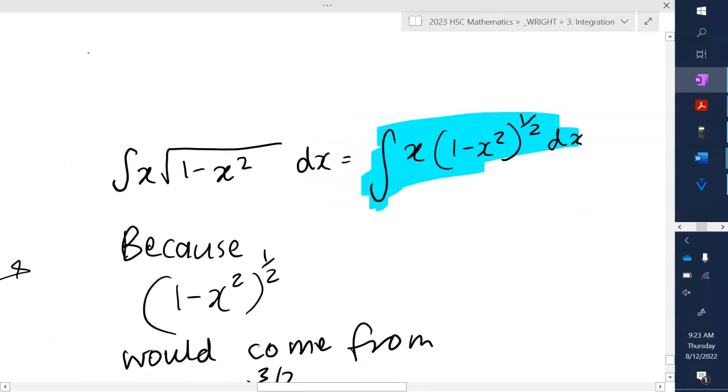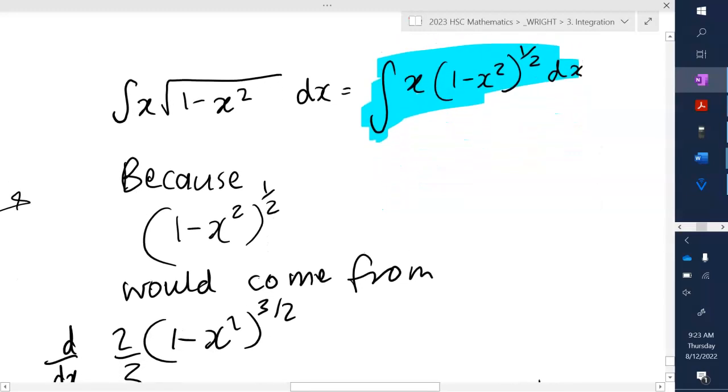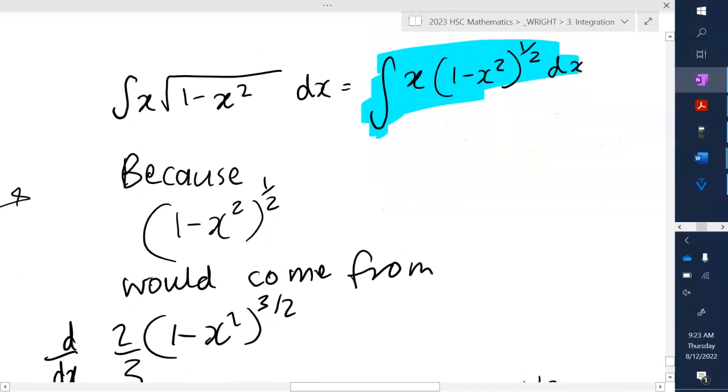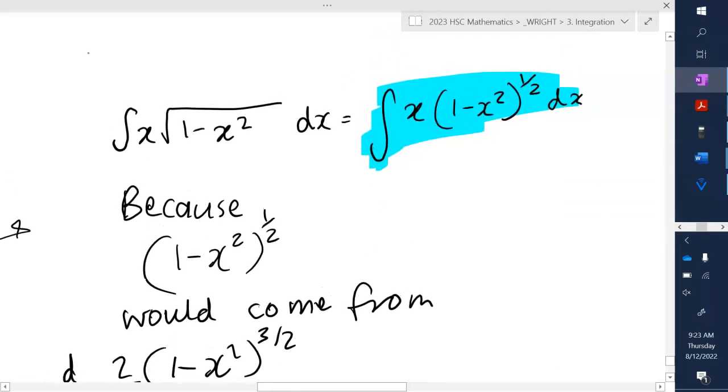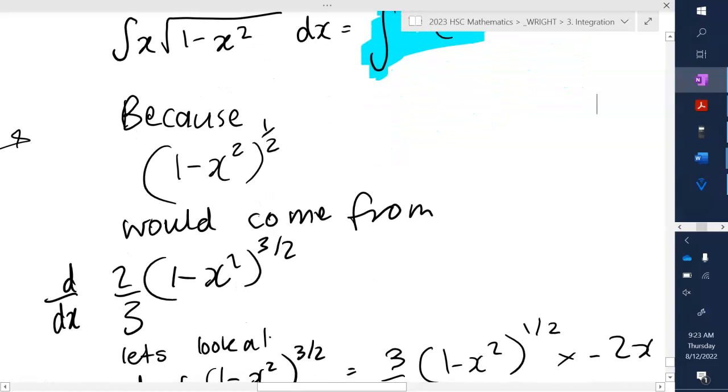Okay, so in order to do this and look at the reverse chain rule, we need to have a think about what we did up above. We're looking at integration and differentiation being the opposite. So I want to have a look at this part here with the power of a half. And I want to have a look at where that would come from. What would I differentiate to get that? So I know that when I integrate, I add 1 to the index and divide by the index. So this part here would come from the derivative of this.